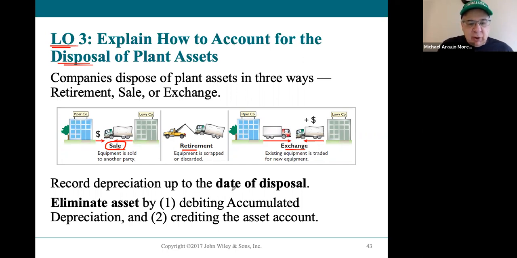Whenever you do sell it or you do retire it, it has to be journaled on that date. And what we usually do is we have to reverse out the asset from our books. Remember, this is a plant asset, so it's going to be, say, an equipment account and accumulated depreciation. So you have to close both accounts for that asset. When you eliminate the asset, you're going to take away the accumulated depreciation for that asset. You're also going to credit the asset account to take it off the record.